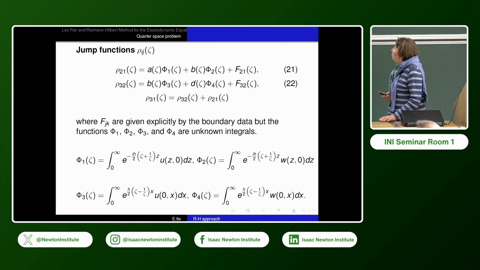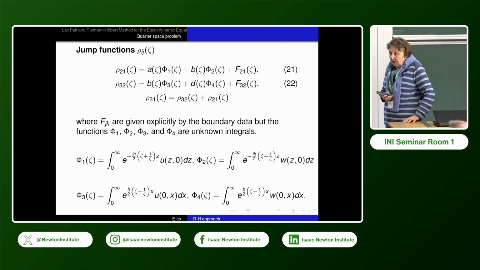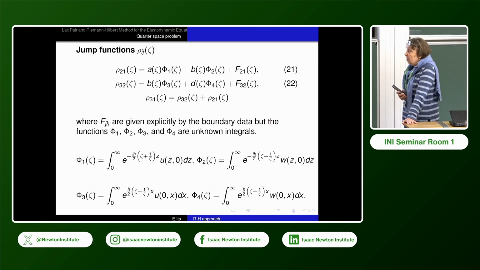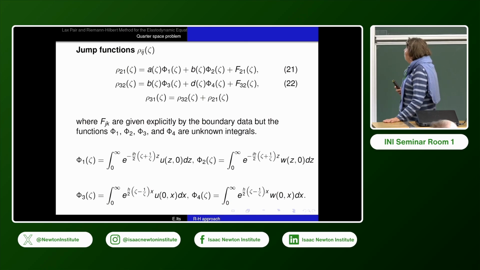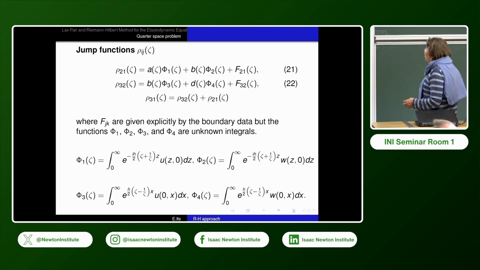The unfortunate truth is that we could express the jump functions rho1 and rho3 in terms of the known function f, but also a set of unknown functions which could not be expressed in terms of the boundary conditions.